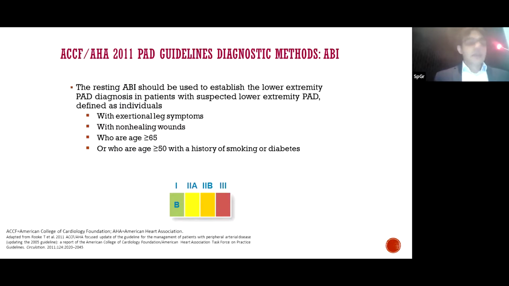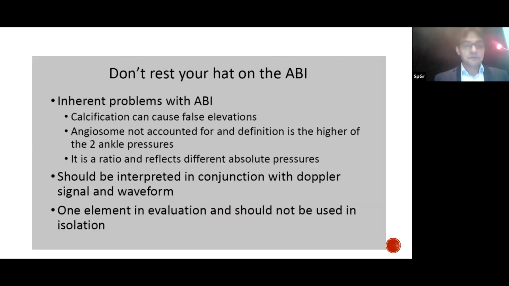ABI is recommended by ACC not only in patients who have suspected PAD, but even for risk stratification. For example, if someone is aged more than 65, or more than 50, and you're not sure whether you should start that patient on statins or not, ACC recommends doing ABI. But again, as in our first case, don't rest your head on ABI only. Why? Because calcification can cause false elevation in these patients.